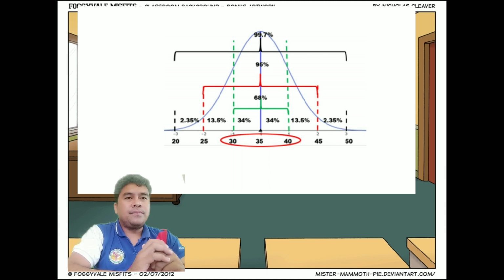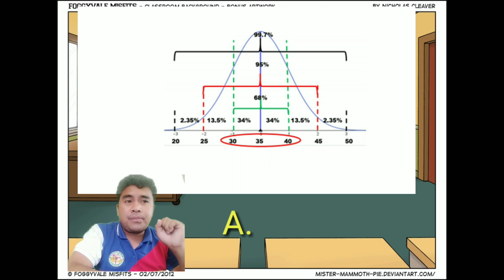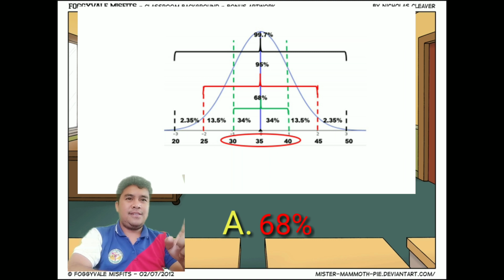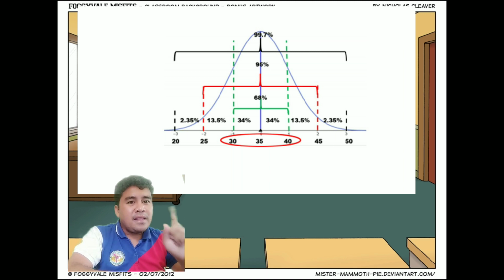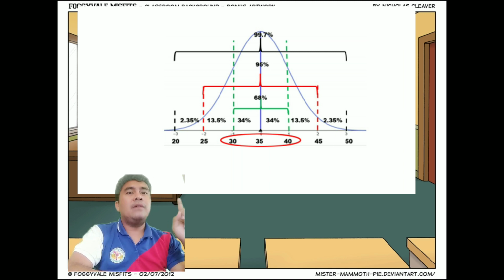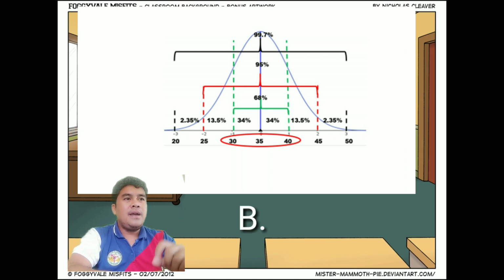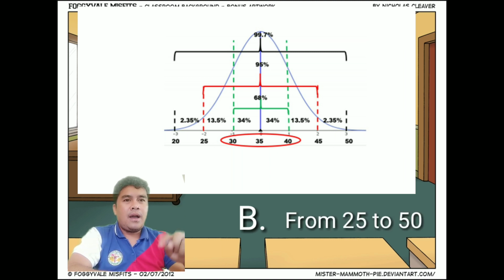Observe that the scores 30 to 40 fall within the first standard deviation from the mean. Therefore, it is approximately 68% of the distribution. And then, the 95% lies within the 2 standard deviations from the mean. Then the corresponding scores of this distribution are from 25 up to 45.